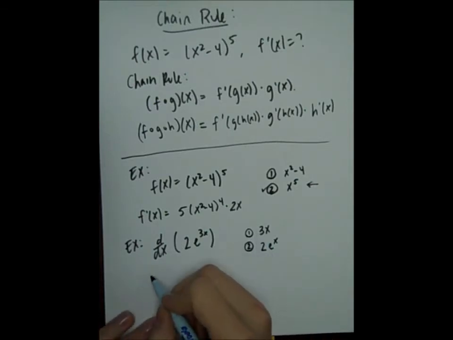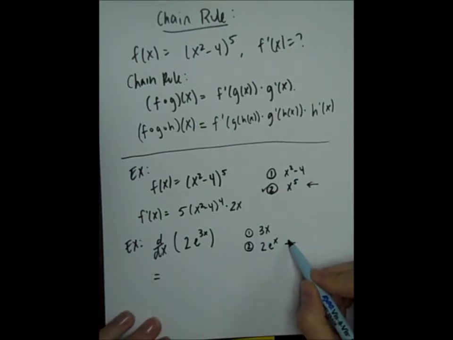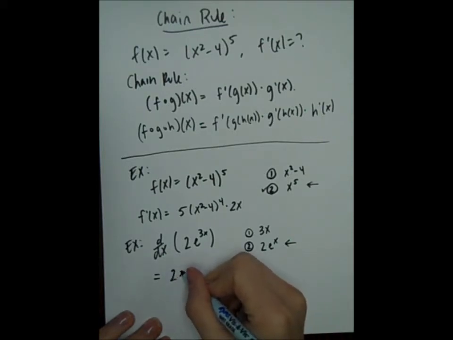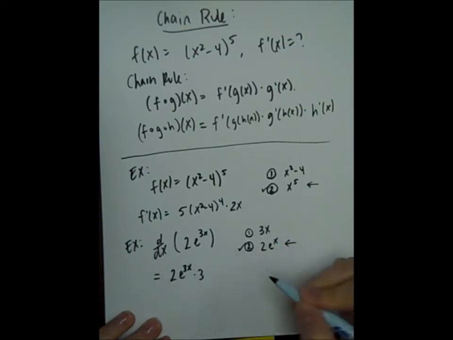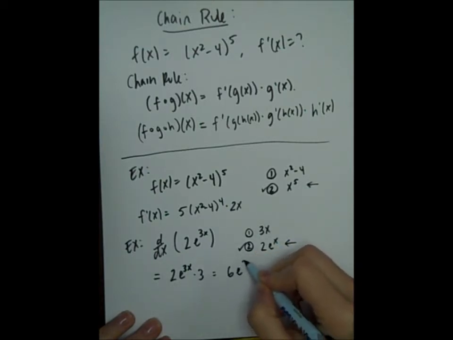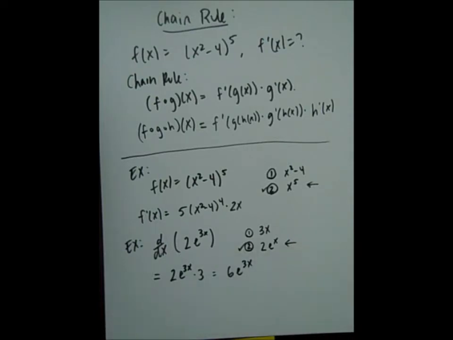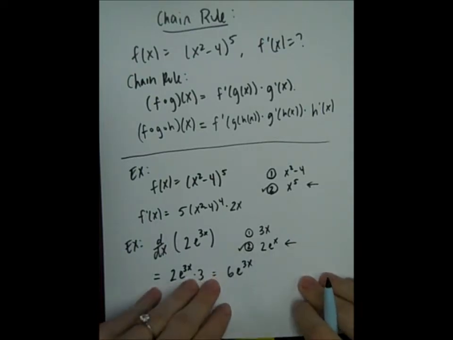Now start with your last function. What's the derivative of 2e to the x? That's 2e to the x, but I don't write an x. I write everything that was above it. Now move up one. What's the derivative of 3x? Just 3. So I get 6e to the 3x. Hopefully you're starting to see the chain here.